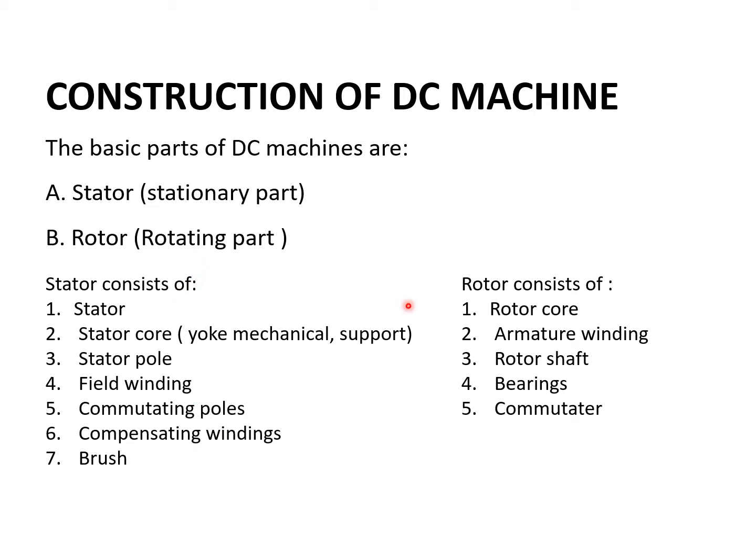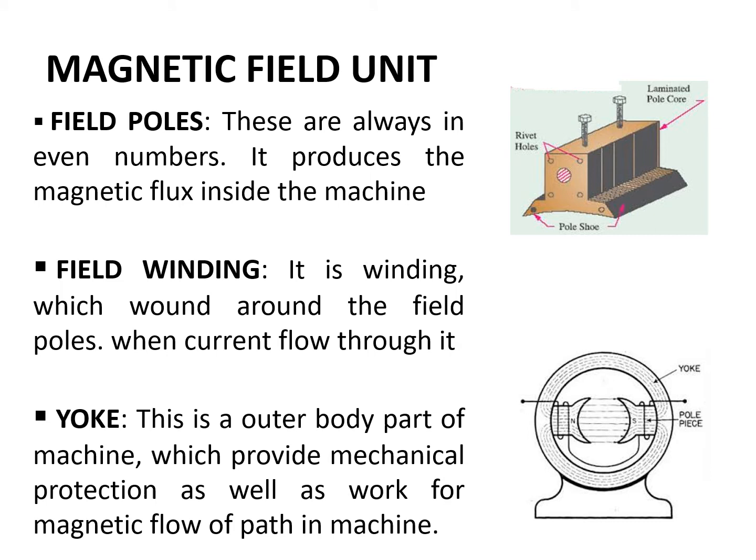In this way, all the parts of the DC machine can be categorized. First is the magnetic field unit, which mainly produces the field flux: the field poles. These field poles are laminated pole cores to reduce the eddy current effect, and all the laminated sheets are riveted by bolts. This is the pole shoe, through which the magnetic flux is equally distributed inside the machine.